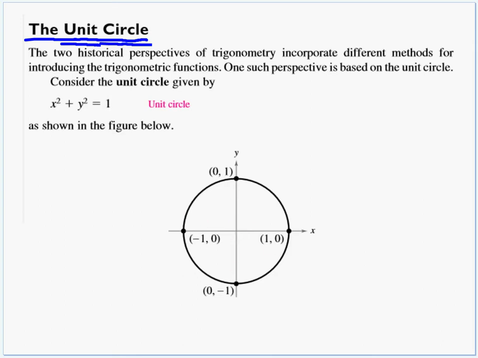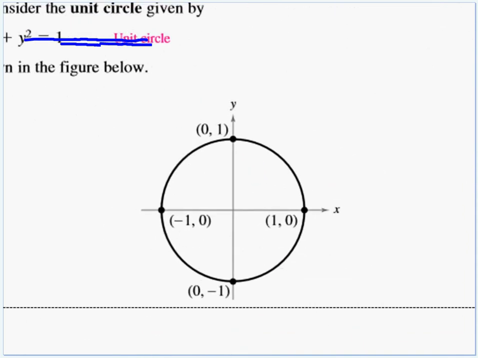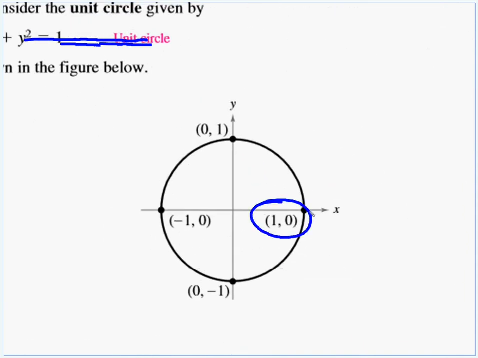Notice here they just have the coordinate axes shown, and they point out four important points: 1, comma 0. If we move up the y-axis, that would be 0, 1. To the left, negative 1, 0. And then down at the bottom of the circle, 0, comma, negative 1. So we have a circle, again, radius 1, centered at the origin.